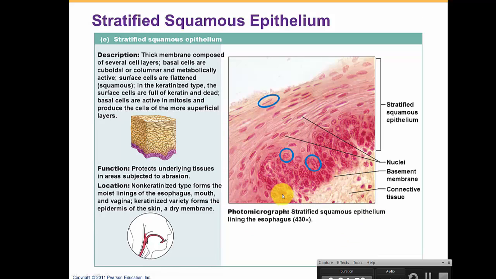As you can see, the nuclei here are rounded because these cells at the base are more or less cuboidal or rounded cells. But as you go to the top, look what happens to the nuclei. They become flatter, and then they become very flat, slit-like nuclei at the top. And is this keratinized or non-keratinized? I do not see keratin here, so this is non-keratinized stratified squamous epithelium that comes from the esophagus.